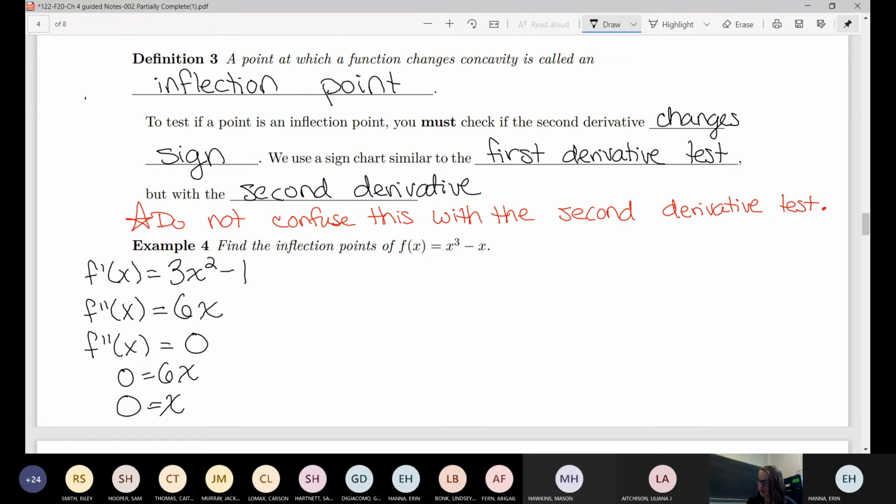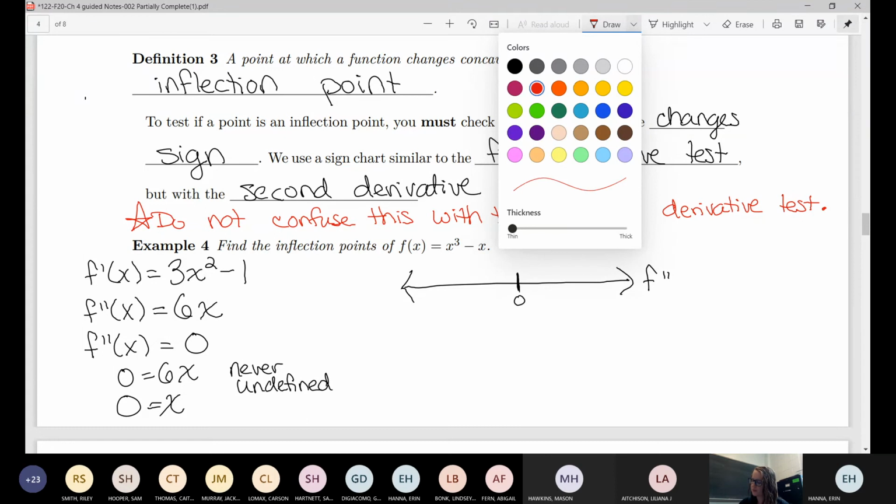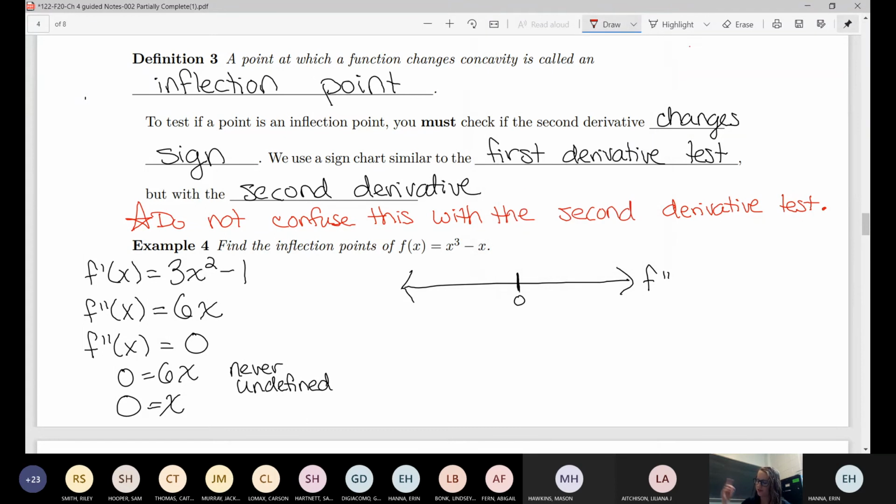Just like with the first derivative test, you have to check for undefined, but this is never undefined, because there's no denominator in that second derivative. And then we do a number line, but for the second derivative, which is another reason why I like to label them, so that we remember which derivative we're talking about, which derivative to plug the values into, and all that jazz. So we put 0 on there, and we choose some test points. Something less than 0. Just for the sake of not using -1, I'll use -2 and +2.